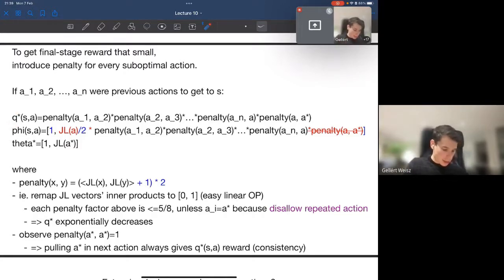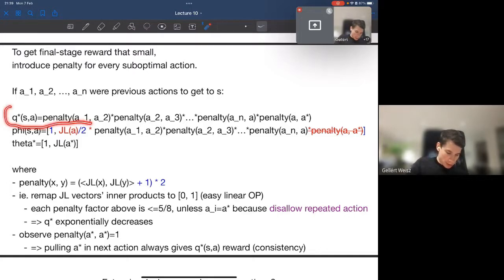The Q star of S and A, where A is a new action here, will be equal to these penalty factors multiplied. The penalty between A1 and A2, you can think of it as a distance, but we'll talk about what exactly this penalty is. Between A1 and A2 and A3, all the way to AN and A, times lastly the penalty between A and A star, where A star is this secret. That's going to be your Q star, right? This is very different from the notation before, but I hope you will see the parallels. If not, this is just more general, so we'll be able to extend this very quickly, and I think it makes more sense intuitively.